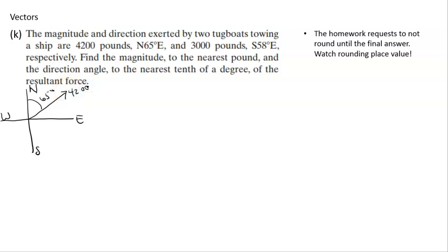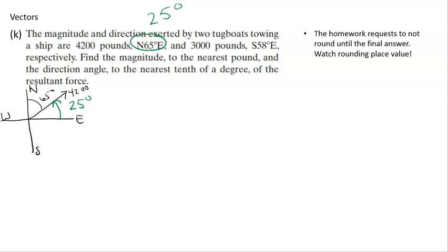Now, is 65 degrees my directional angle? No, it is not, right? Because I need this angle from the positive x-axis, which happens to be the east direction. How am I going to find it? Well, we know this entire quadrant adds to 90 degrees. So if I do 90 minus 65, yes, I really am typing that in my calculator. I know better, but I did it anyway. So it's 25 degrees is my directional angle. So instead of using north 65 degrees east, I'm going to use 25 degrees.